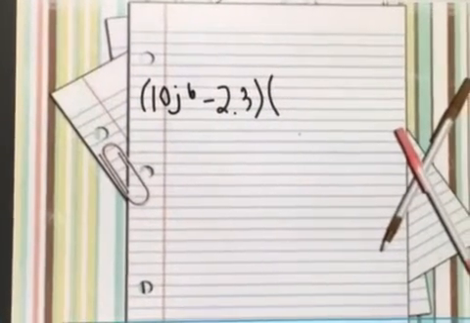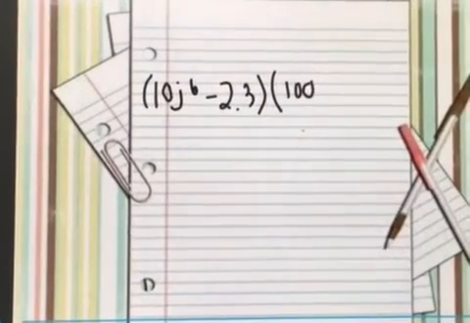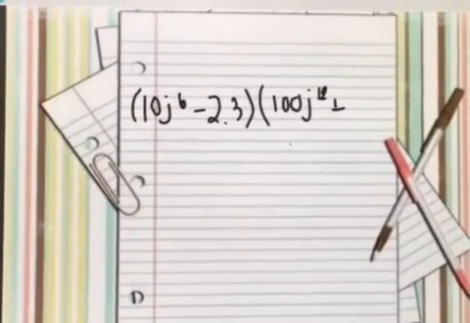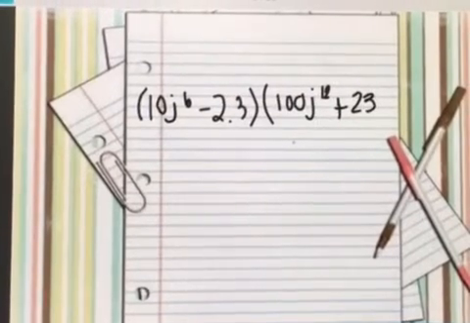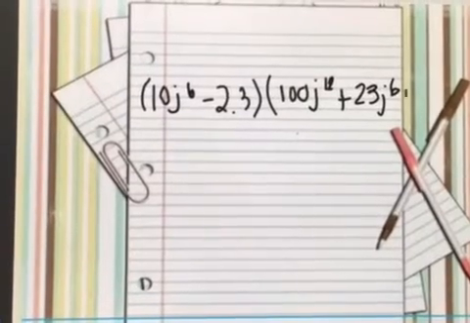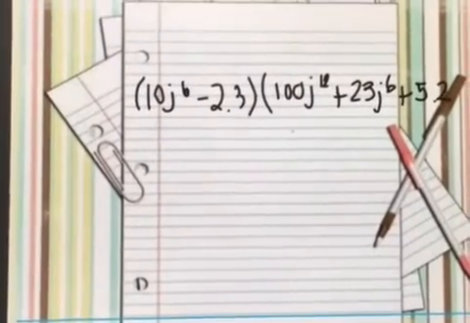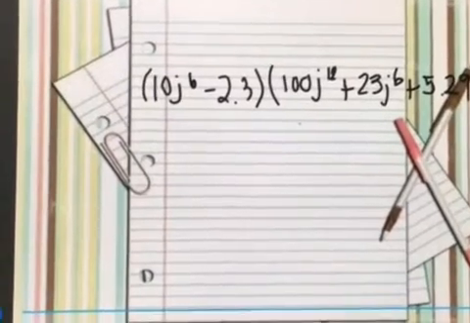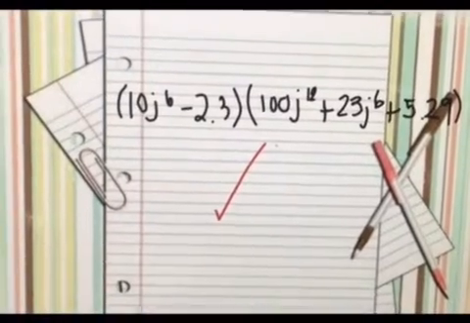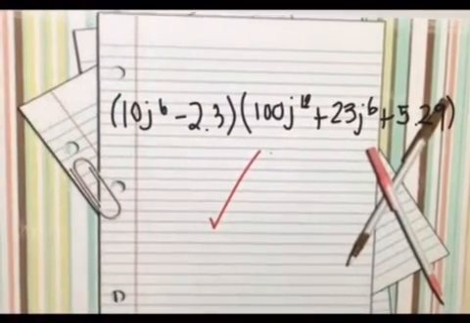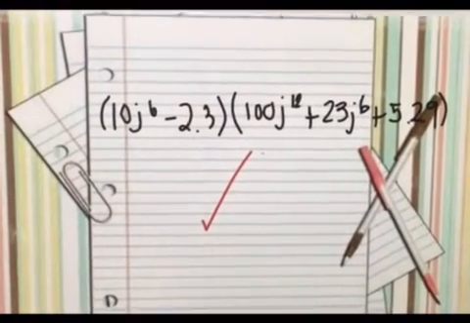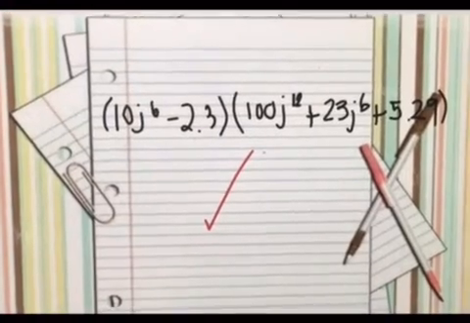To be able to get your final answer, you are also supposed to solve for the trinomial factor. To solve for the trinomial factor, the first step is square the first term of the binomial factor. Then the second step is solve for opposite the product of the first and second terms of the binomial factor. Then the third step is solve for the square of the second term of the binomial factor. You are then left with the final answer of quantity 10j raised to the 6th power minus 2.3 and quantity 100j raised to the 12th power plus 23j raised to the 6th power plus 5.29.